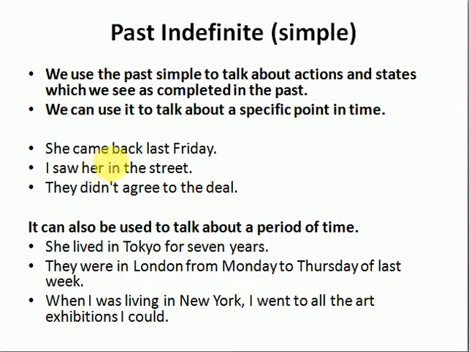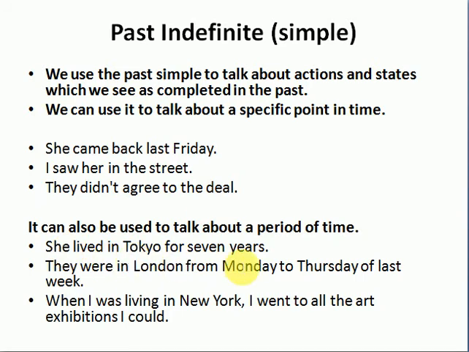इसमें हम second form of the verb use करते हैं. I saw her in the street. They didn't agree to the deal. जब हम didn't लगा देते हैं तो आगे हमारा first form ही आएगा. And we can also use that to talk about a period of time, जिसमें हम स्टेट कर सकते हैं कि कितने टाइम के लिए वो हुआ था काम.